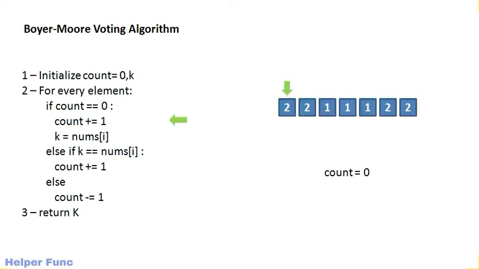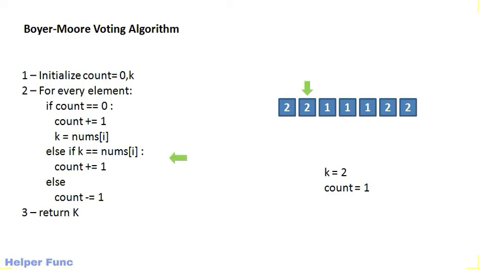Let's try and understand by this example. Initially my count is 0. Thus for the first time I encounter 2, k will become 2 and count will be 1. Thus we assume that our candidate majority element is 2.